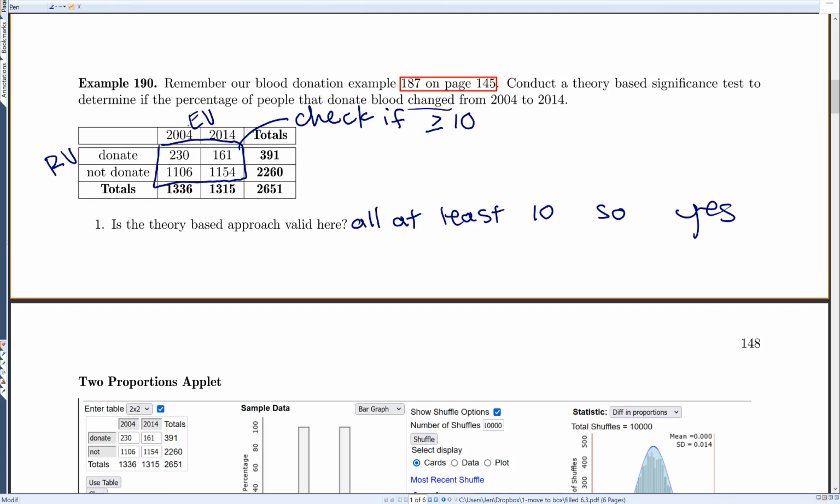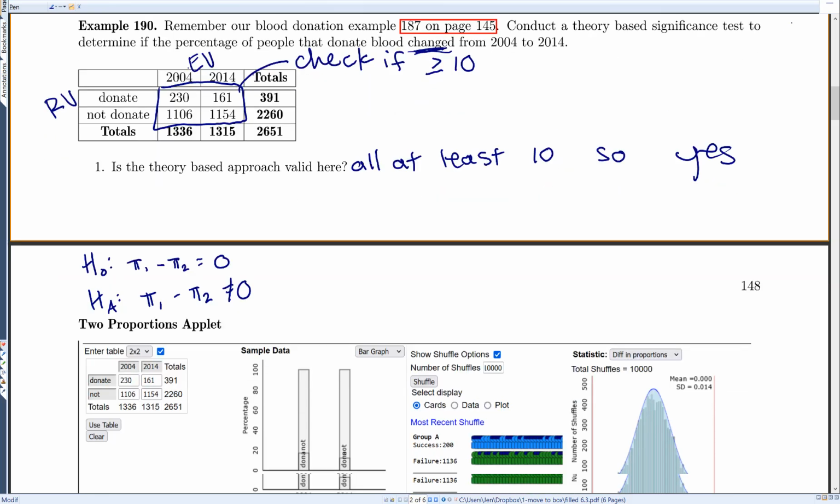And I realized I didn't ask you to find the hypotheses. We should probably do that, right? So the null hypothesis would be that my population proportions are equal, or if I subtract them, I should get 0. And the alternative hypothesis is not equal to 0 because we just said we want to see if it changed. We didn't say which way we think it'll change.